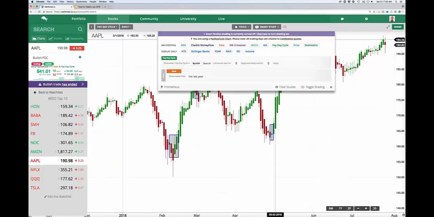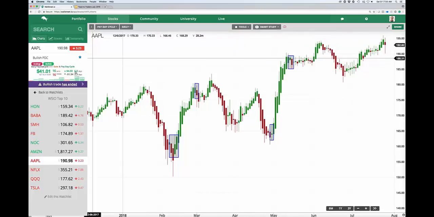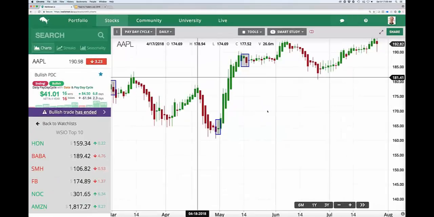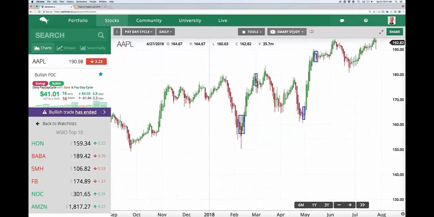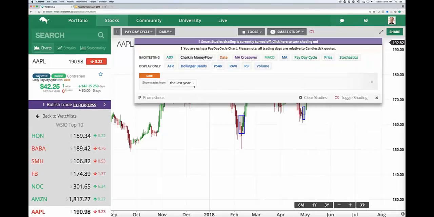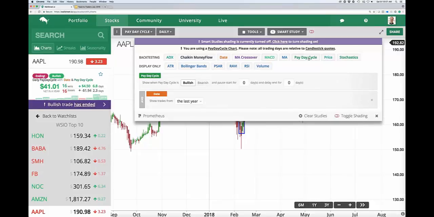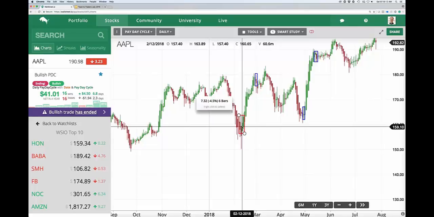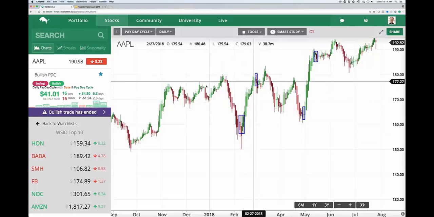With this Smart Studies here, whenever we load this up, it gives us this nice juicy little box of results. So I'm going to zoom in for a second just so you can see what I mean. Okay, so I'll get rid of it and then click it back on. So right here, you can see the last year with no real good results. It's just kind of blank. As soon as I click on payday cycle, remember I'm backtesting, buying on the first green at the close, selling on the first red.